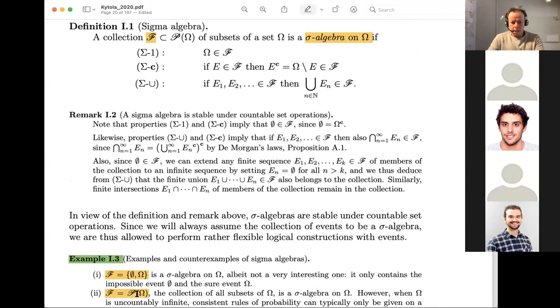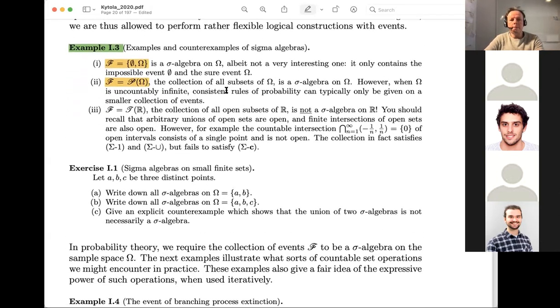Well, of course, the power set contains the full set because it contains every set. Of course, it's stable under complements. Of course, it's stable under everything because it's the power set. So the power set is, of course, trivially stable under whatever you do. You cannot get out of the power set. Because the power set is stable under everything, it is also a sigma algebra on omega.